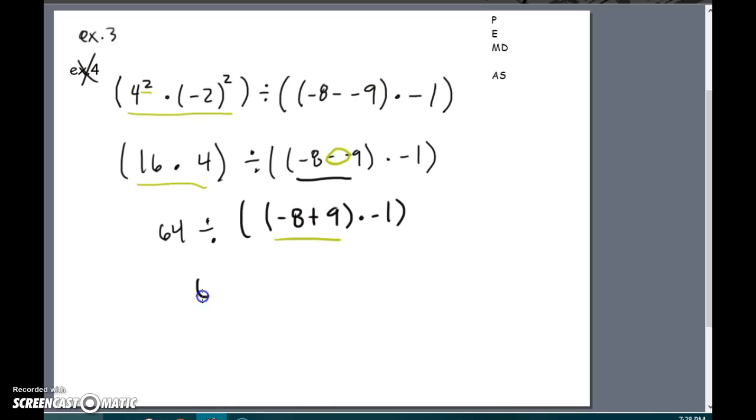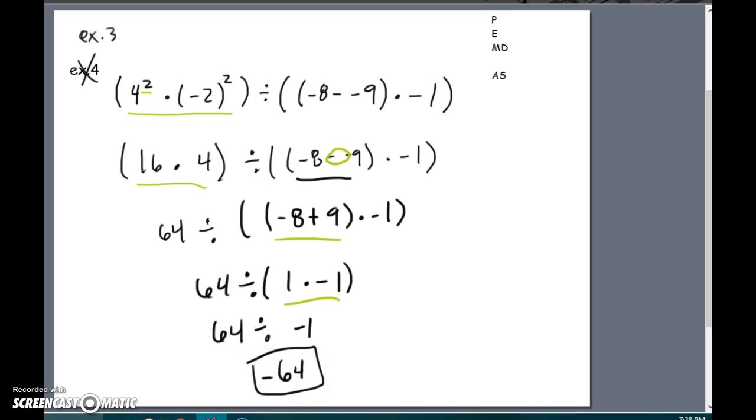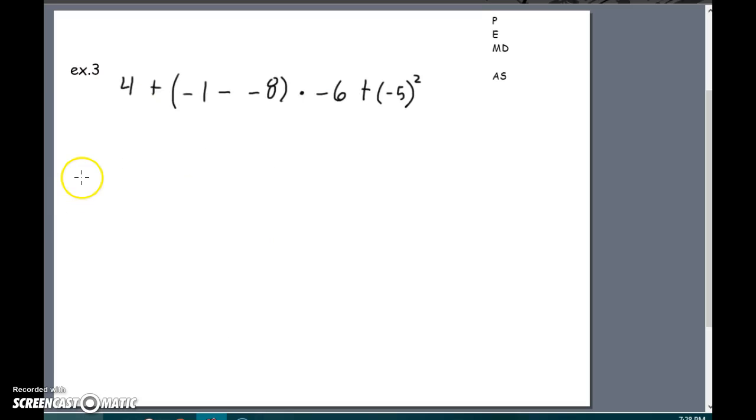So we've got 64 divided by a positive 1 times a negative 1. And we know that a positive 1 times a negative 1 is a negative 1. And we know that 64 divided by 1 is 64. And a positive divided by negative is a negative. So we've got a negative 64. Okay? Now I'm going to bounce back to example number 3, which is actually example number 4. So I'm going to cross this out.